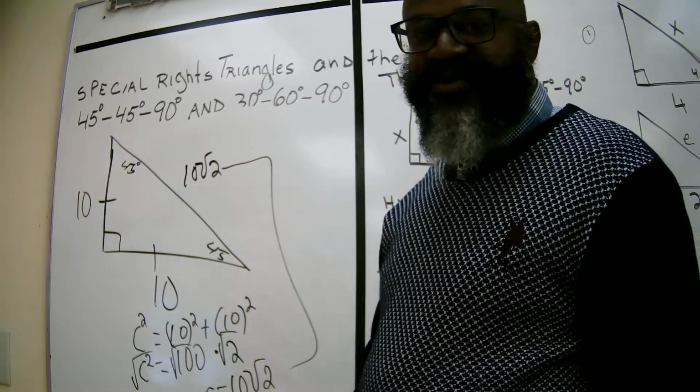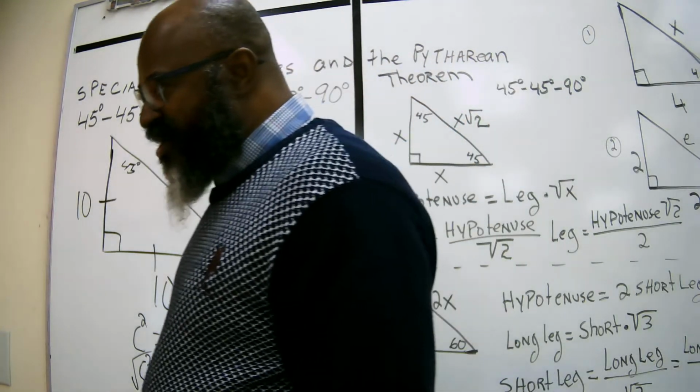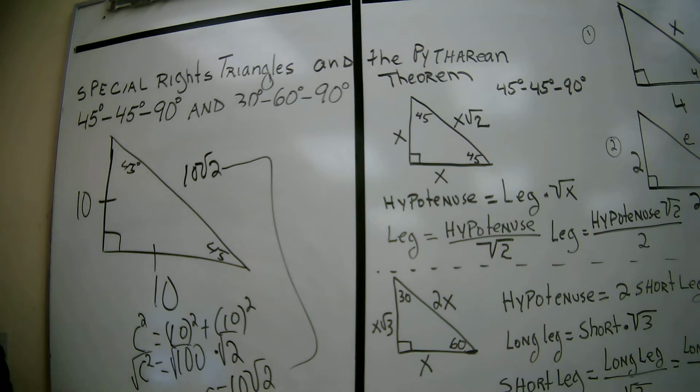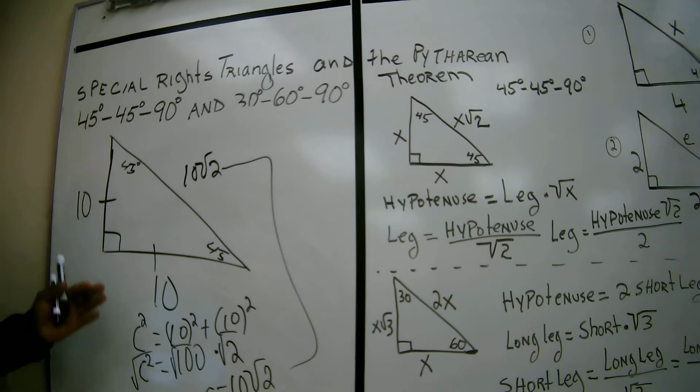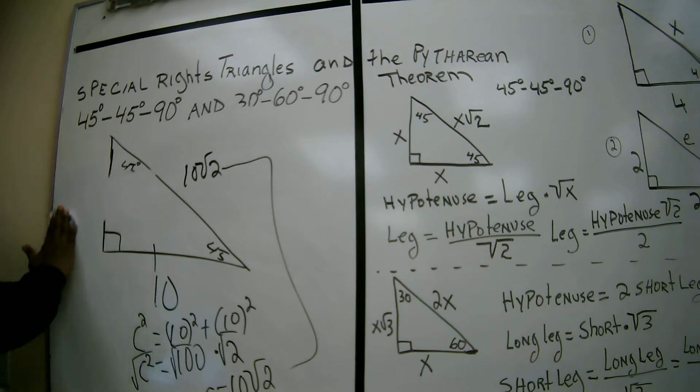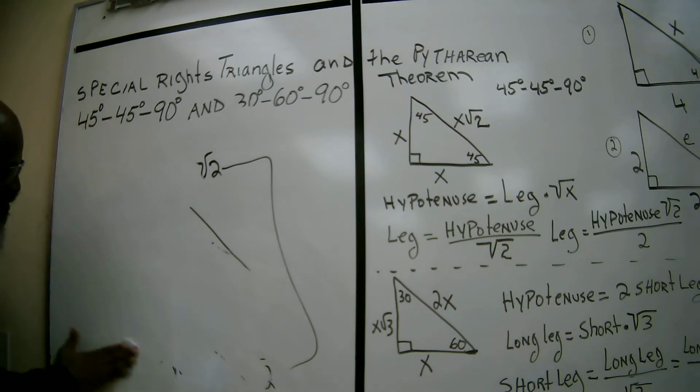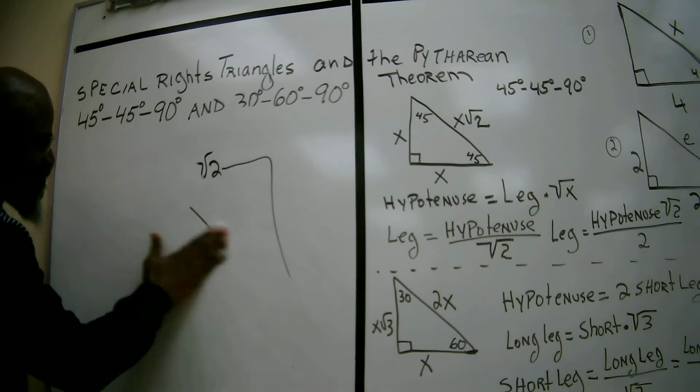So the moral of this story: as long as you determine that it's a 45, 45, 90, you don't need to do anything. Just take the leg multiplied by square root of 2, and you get the hypotenuse. So based on that, we have developed a pattern for 45, 45, 90. Then we can generate other formulas from that. So let's create some formulas, then you will be in the game.